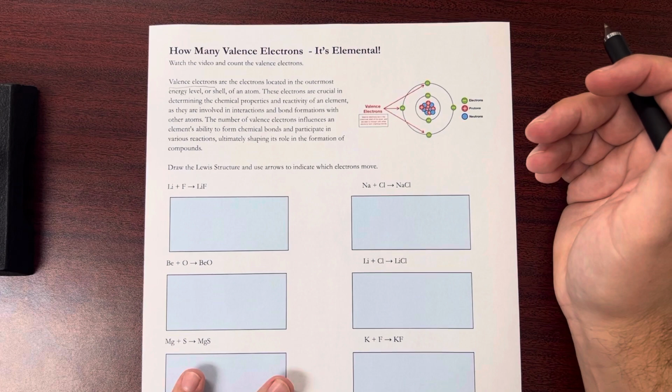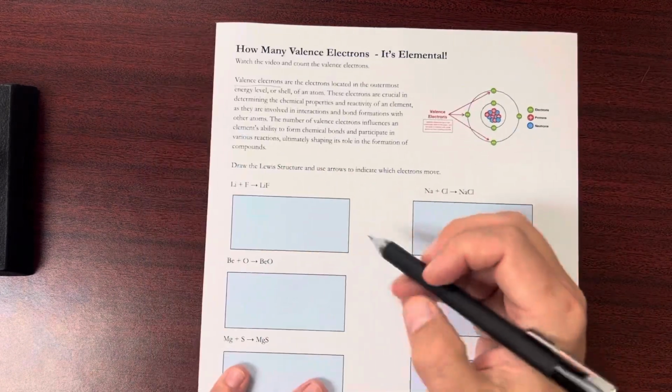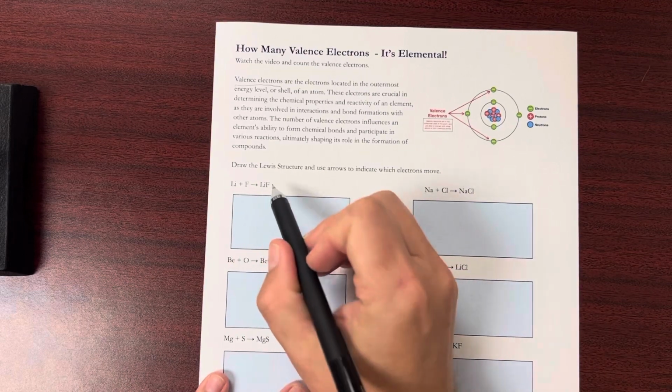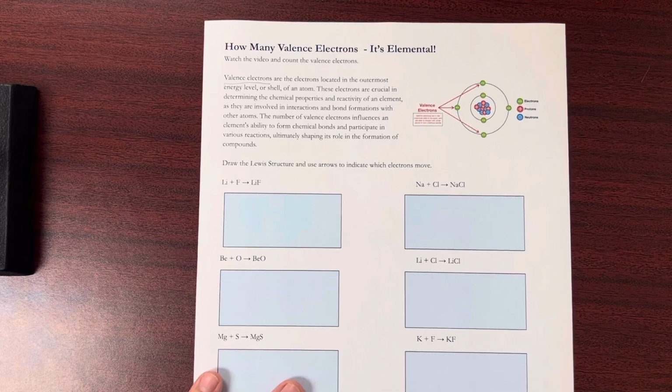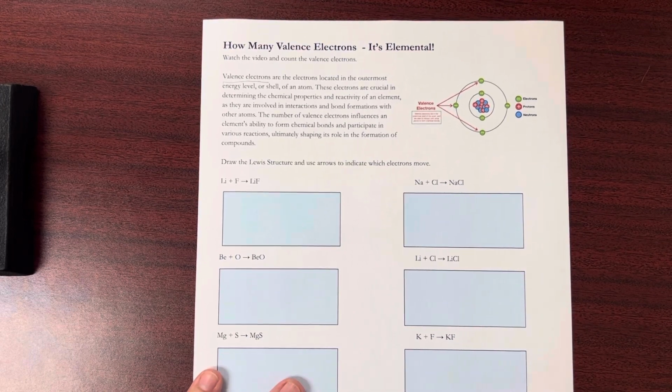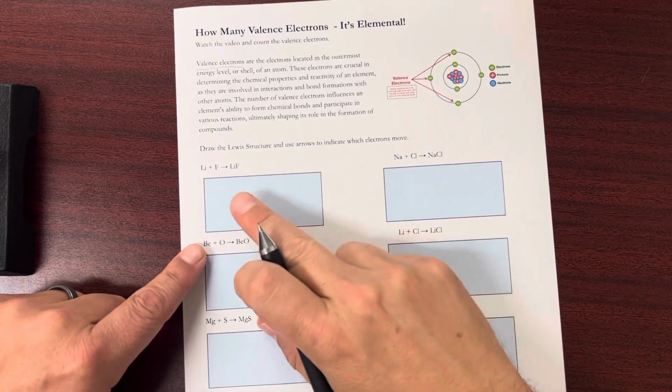And what we want to do is we're going to actually draw Lewis structures for each of these reactions, and we're going to draw lines to where the arrows are, or where the electrons are going to go. Okay, so I'll do several examples here.